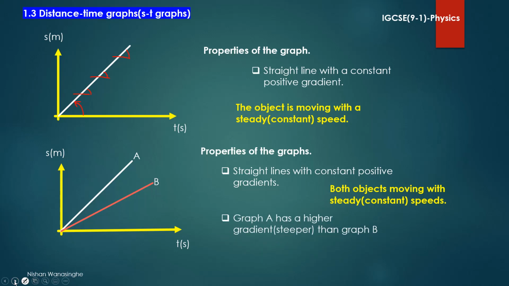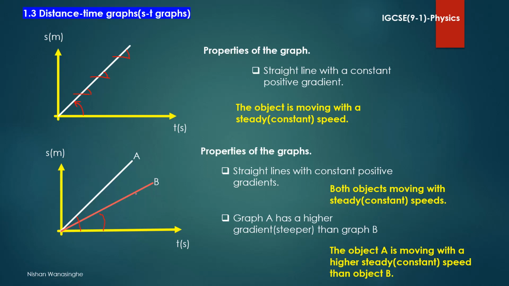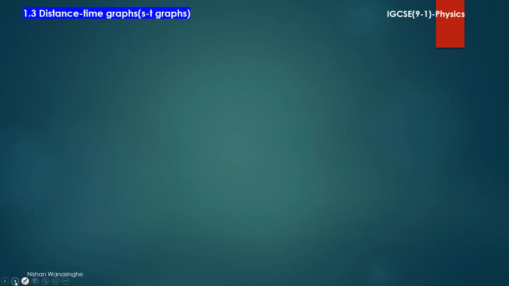Graph A has a higher gradient than graph B. You can see graph A is steeper than graph B. How do you check that? The angle for graph A is higher than the angle for graph B. So graph A has a higher gradient, but both gradients are positive. What is the meaning of that? Object A is moving with a higher steady speed than object B. Both are moving with constant speed, but object A has a higher speed than object B. Okay, I hope all of you understood that. Now we'll move to the next one.